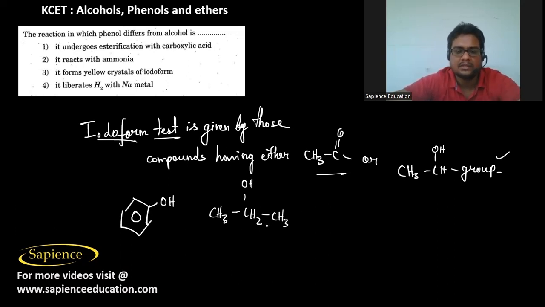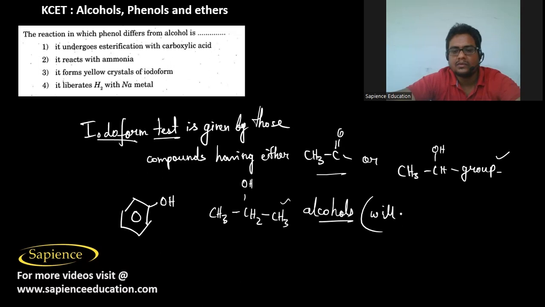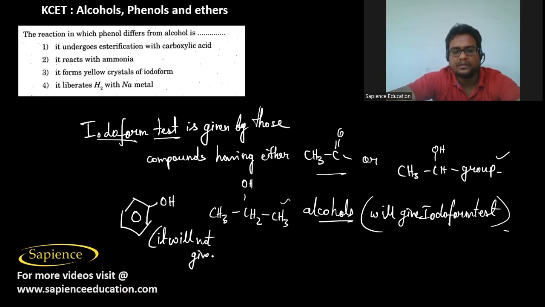So it can be either a 1 degree or 2 degree alcohol. It means that alcohols will give the iodoform test. If the alcohol has a CH3CHOH group, then it will give the iodoform test. And phenol does not have this CH3CHOH group, so it will not give the iodoform test.